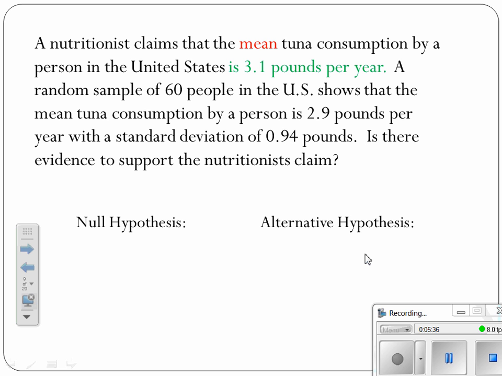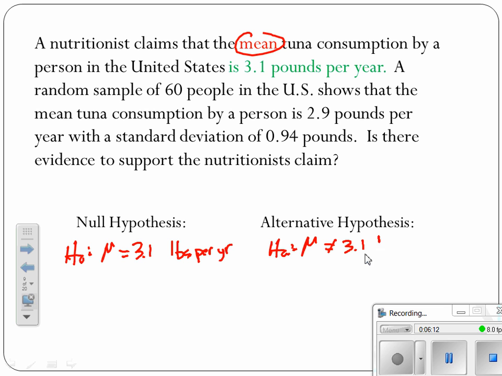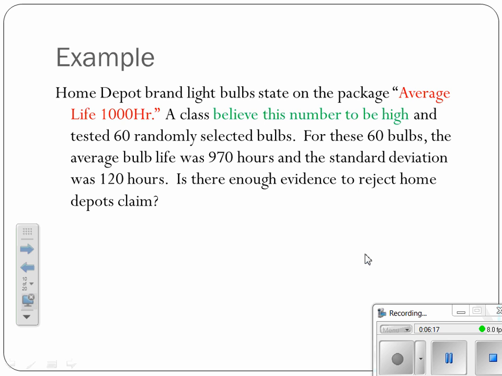A nutritionist claims that the mean tuna consumption, here we go again, so the null, H0, mu, Ha, mu, right? We're always going to be talking about a parameter. So the mean tuna consumption is 3.1 pounds per year. And then the alternative: is there evidence? A random sample shows that the mean tuna consumption is this. Is there evidence to support their claim? We don't know if it's supposed to be less than or greater than, so we'll just say it's not equal to 3.1 pounds per year. Right? So we're trying to set some of these things up.